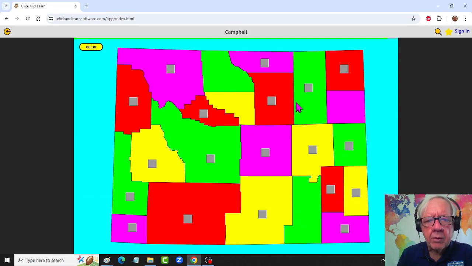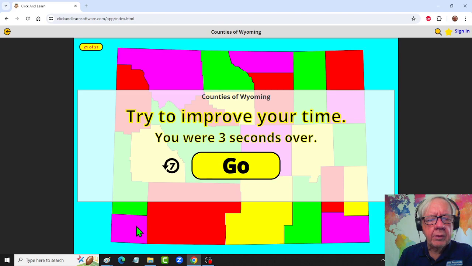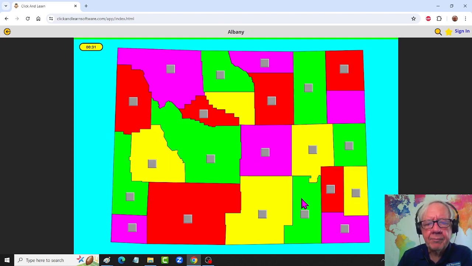Albany, Bighorn, Campbell, Carbon, Converse, Crook, Fremont, Goshen, Hot Springs, Johnson, Laramie, Lincoln, Natrona, Niobrara. I am looking at the questions when I'm learning the first time. Park, Platte, Sheridan, Sublette, Sweetwater, Teton, Uinta. 3 seconds over.